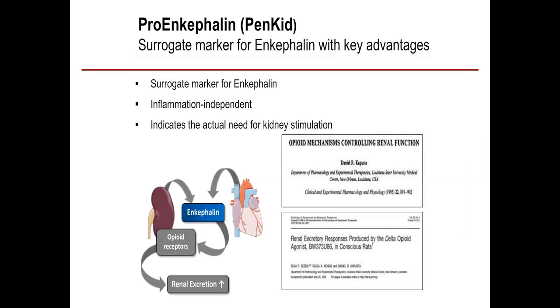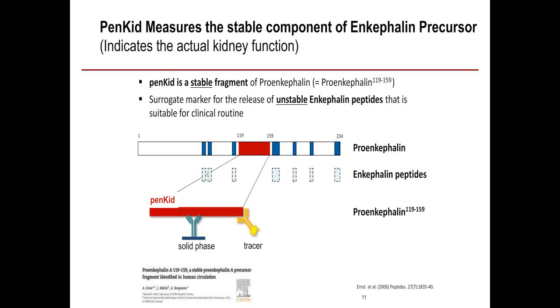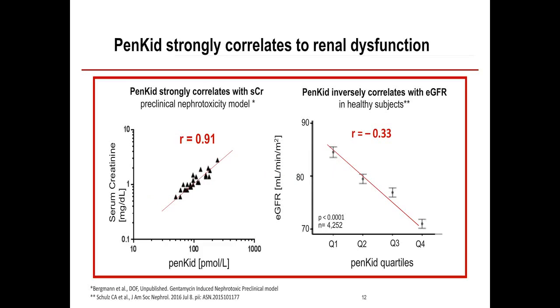Now, proenkephalin, or as we also call it, PENKID, is a surrogate marker for enkephalin that has key advantages. It is inflammation independent, and it indicates the actual need for kidney stimulation. So it's very active. Now, PENKID proenkephalin measures the stable component of its enkephalin precursor. It's a stable fragment. It's the 119 to 159 fragment of the proenkephalin. It's a surrogate marker for the release of what we'd like to measure in the past but could never measure, the real enkephalin peptides. And now there's a measurement available that is suitable for clinical routine.